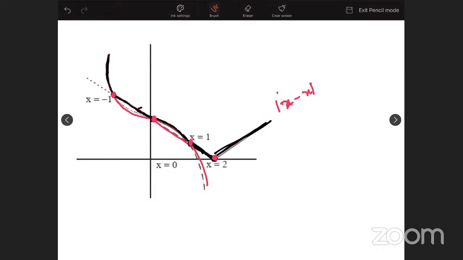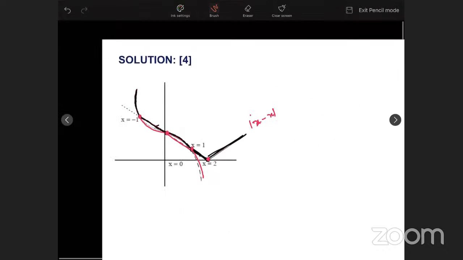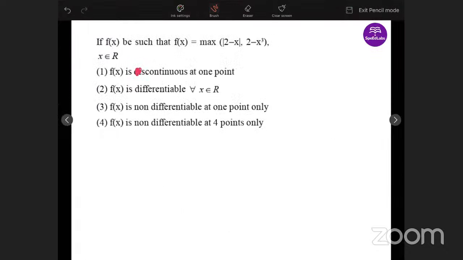Sir, it is continuous because there is no break in the graph. So we can say it is continuous in the graph. Okay. In the first option, let's say for example, if we remove this part, whether it is continuous or not, so can we say f of x is continuous at 1 point? No, right? It is not continuous.